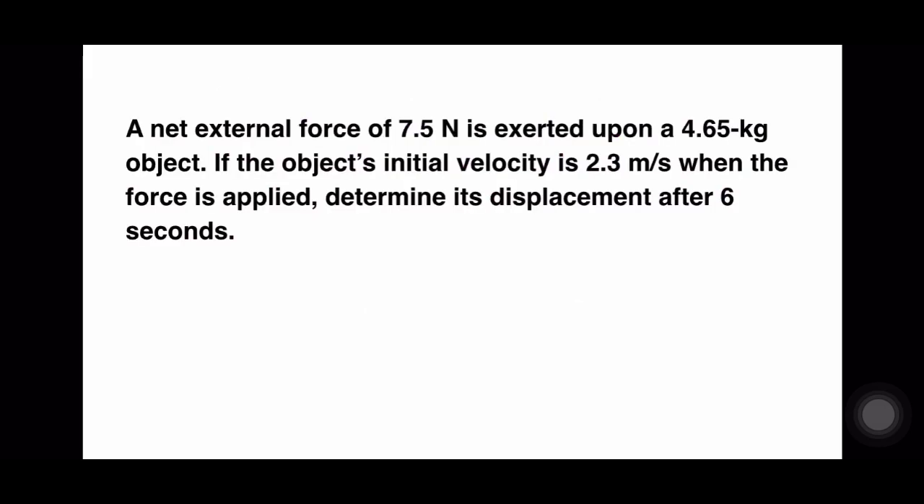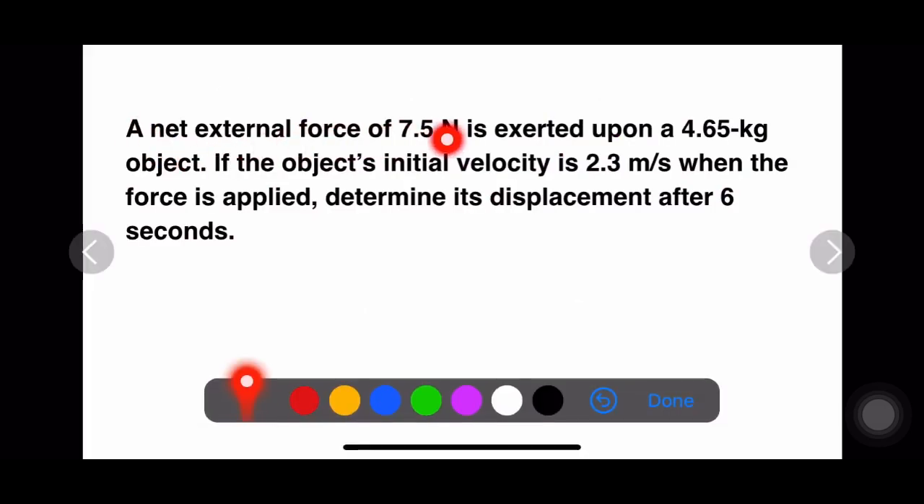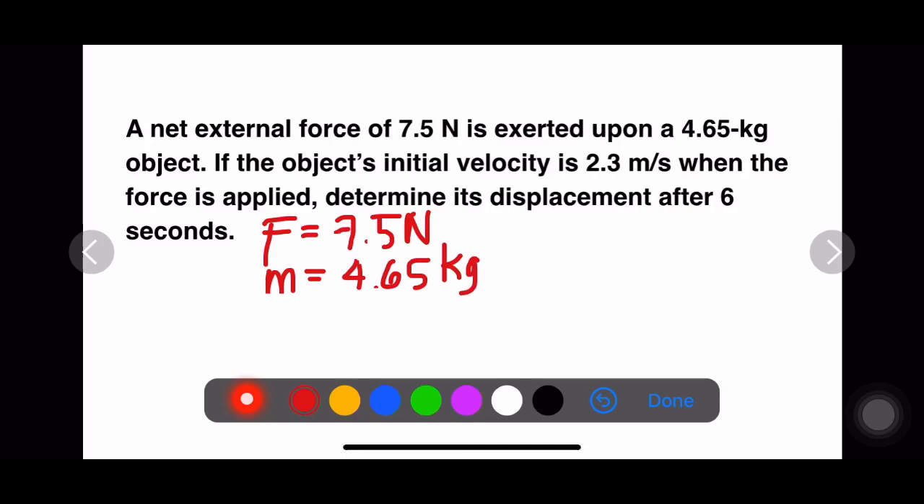Alright, let's try to solve this sample problem number 1. We have here a net external force of 7.5 Newton exerted upon a 4.65 kilogram object. If the object's initial velocity is 2.3 meters per second when the force is applied, let's determine its displacement after 6 seconds. So the given here, we have the force 7.5 Newton. We also have the mass of 4.65 kilograms, and the initial velocity is 2.3 meters per second, and the time is 6 seconds. So we're gonna look for the unknown, which is displacement.